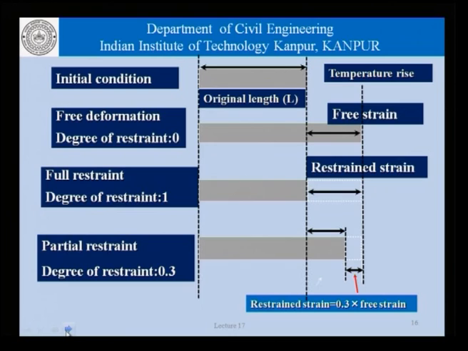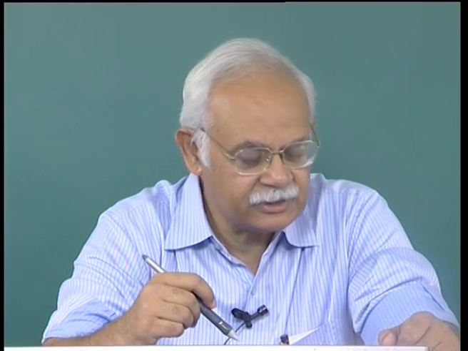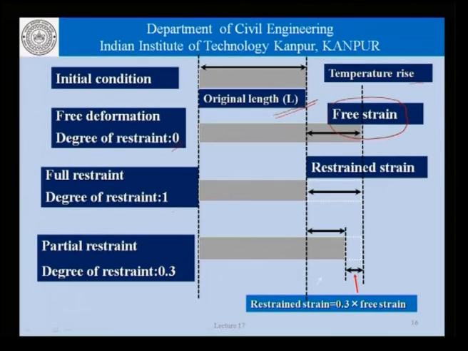We had also studied a schematic diagram like this, where we had discussed that if a concrete is cast with an original length of L, which is shown here, and the temperature rises, there is a free strain in case the degree of restraint is 0, something like concrete being cast on a glass plate. Against that, if the degree of restraint is 1, that is, it is completely restrained, then this entire free strain becomes restrained strain, and the concrete does not expand beyond this point.